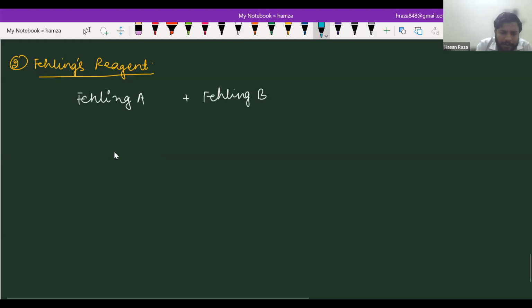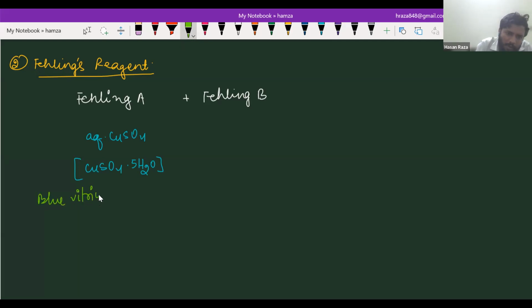What is this Fehling A? Fehling A basically contains aqueous CuSO4. When water is present, copper sulfate becomes CuSO4·5H2O, which is known as blue vitriol, with water of crystallization. And Fehling B is NaKT, basically known as Rochelle salt.